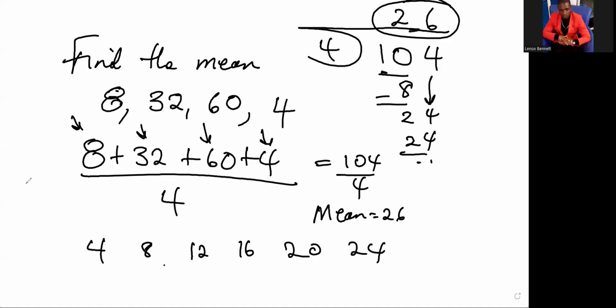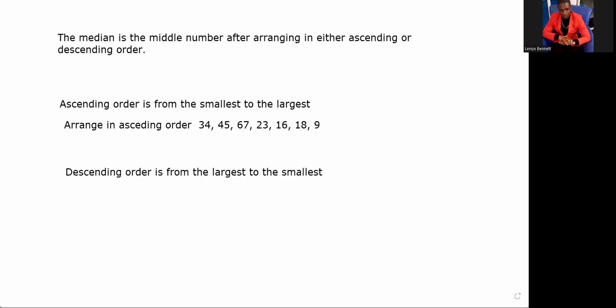Let's look at another aspect of it. All right, so we have the median, which is the middle number after arranging in either ascending or descending order. What do we mean by ascending? Ascending order is from the smallest to the largest.